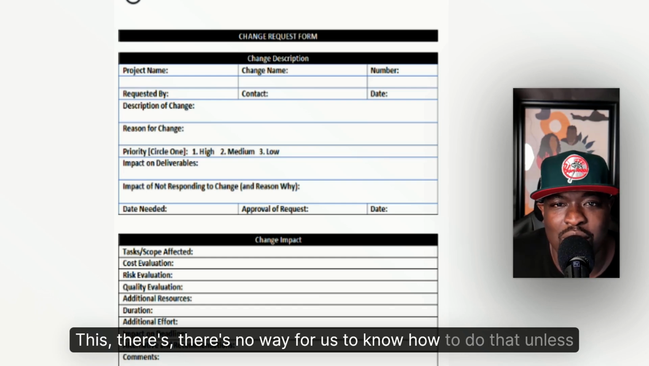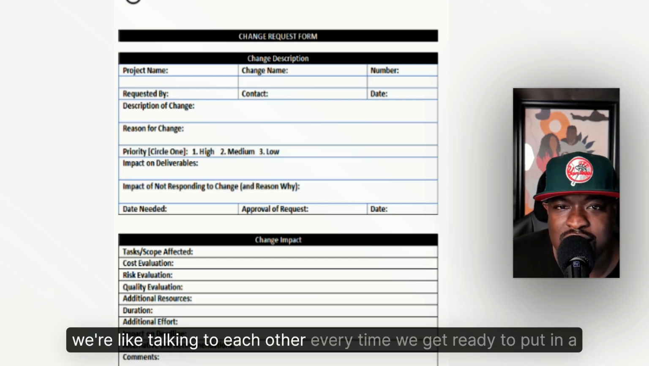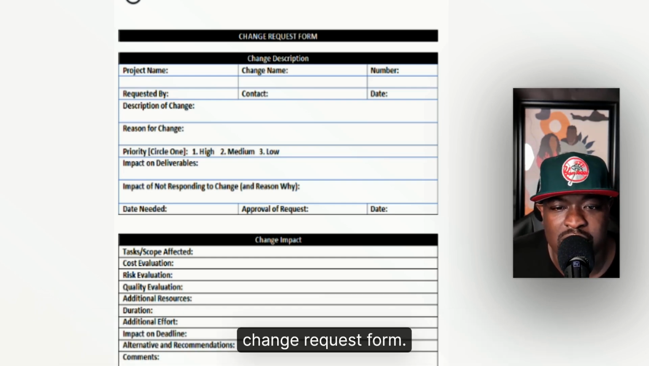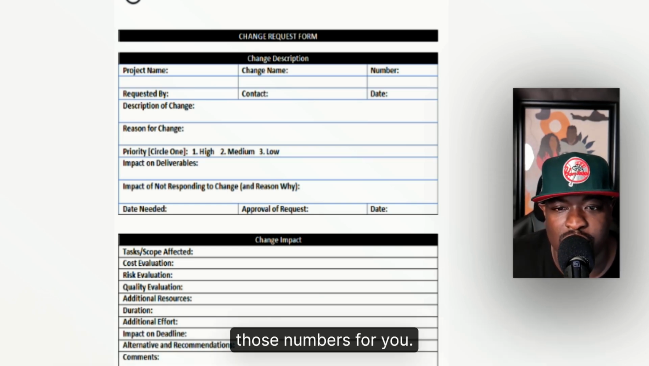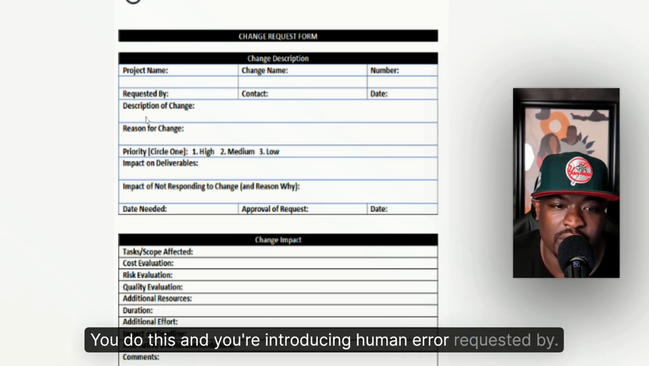There's no way for us to know how to do that unless we're talking to each other every time we get ready to put in a change request form. That's crazy. It should be inside of a system, and the system should keep track of those numbers for you. You do this and you're introducing human error.